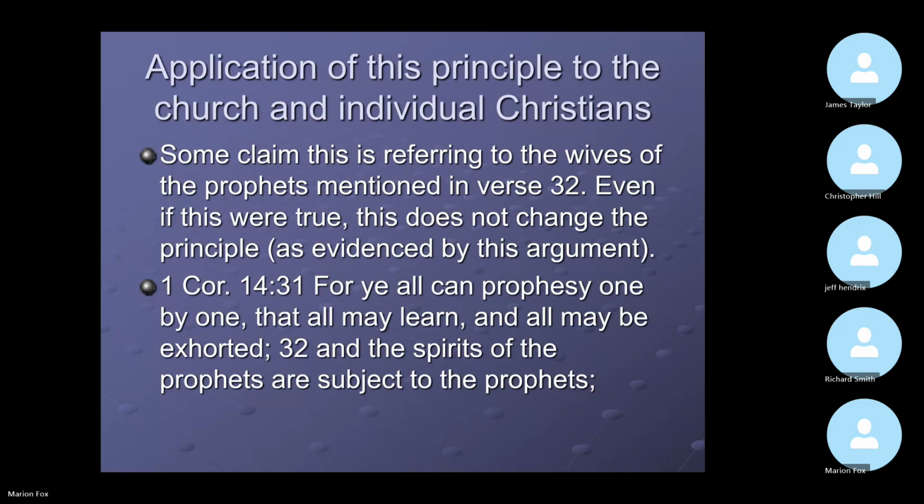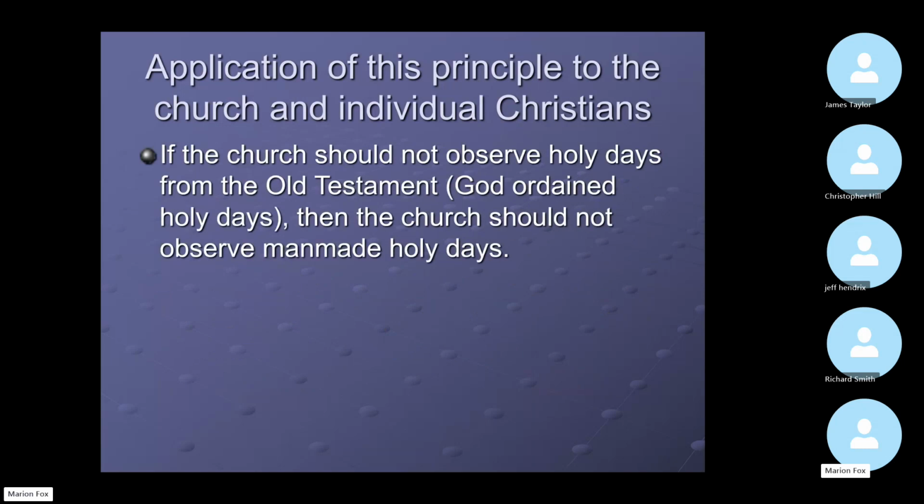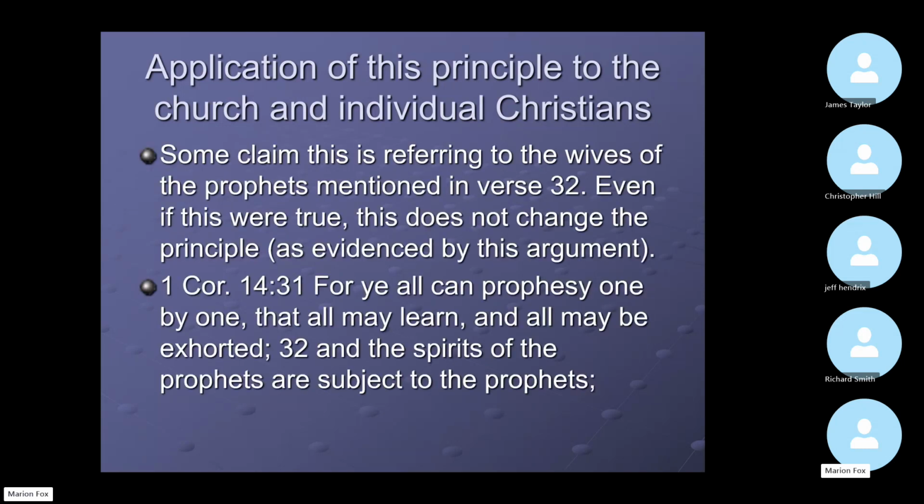Okay. Right? So we can all prophesy one by one. If the wives of the prophets are not allowed to speak, then the wives of non-prophets are not allowed to speak. So even if we prove this is for prophets, it still applies to us today from the a fortiori principle. Any question?